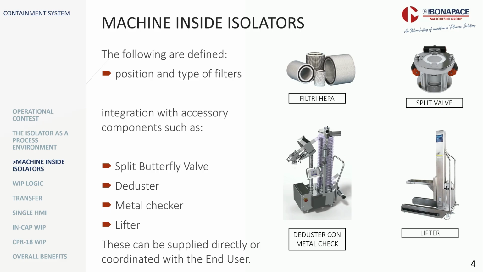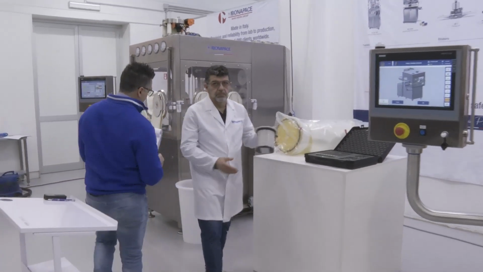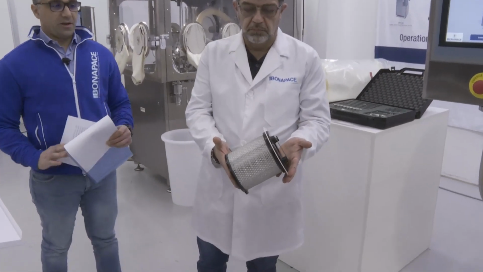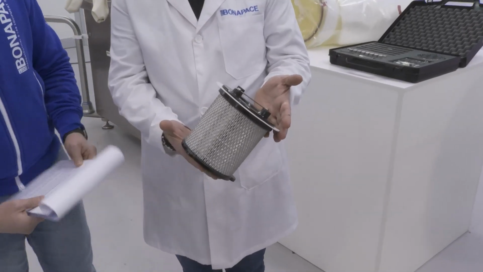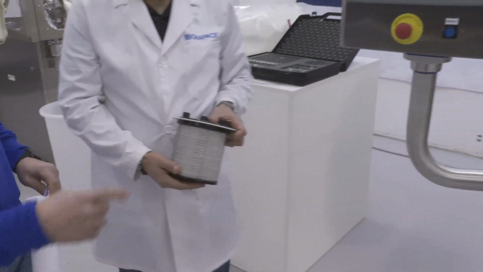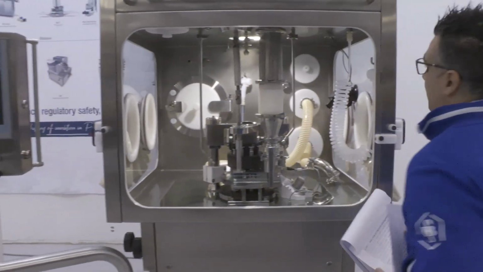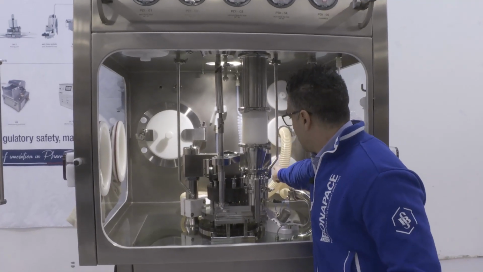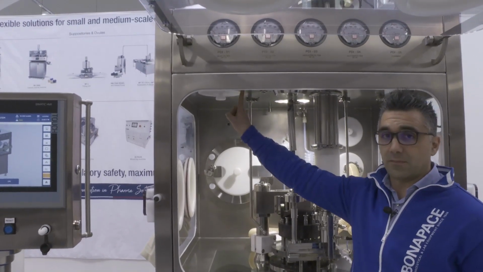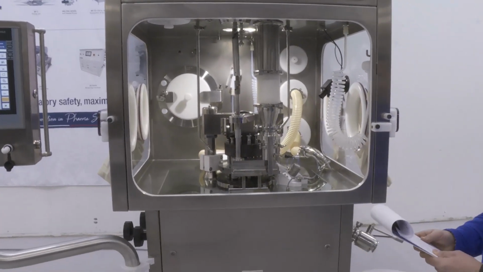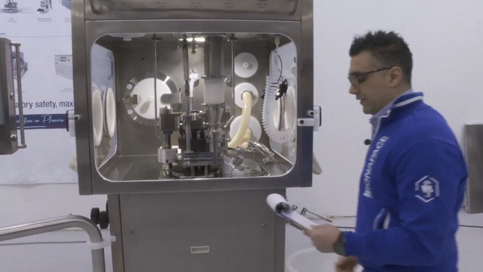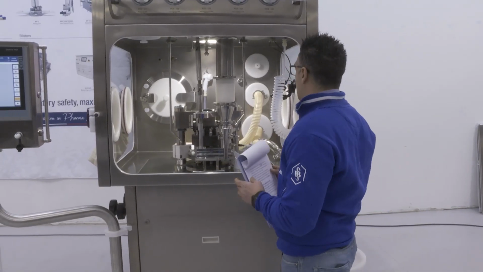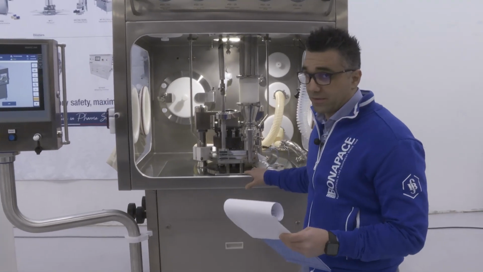Now, with the help of my colleague Lucio, I will show you an example of the HEPA filter and where the HEPA filters are positioned in our machine. The HEPA filter is positioned here, here, here, and here. And the replacement method of that filter is push-push, also designed to maintain the containment and operator safety.